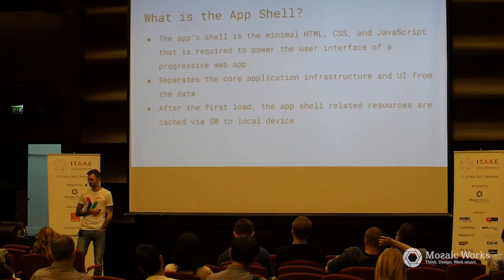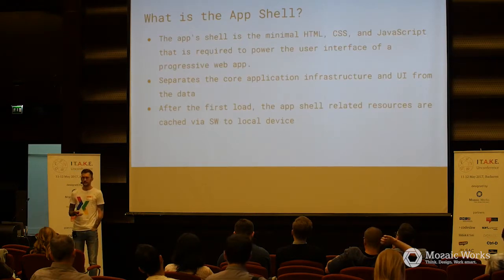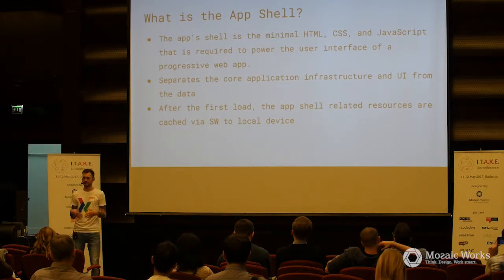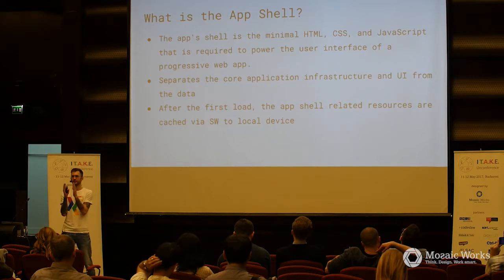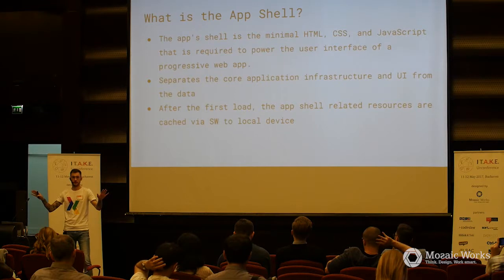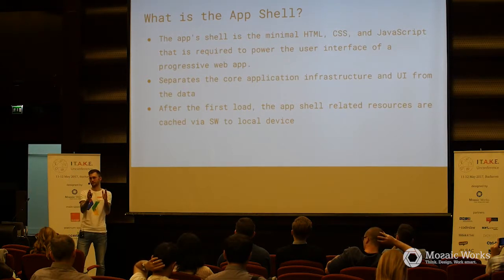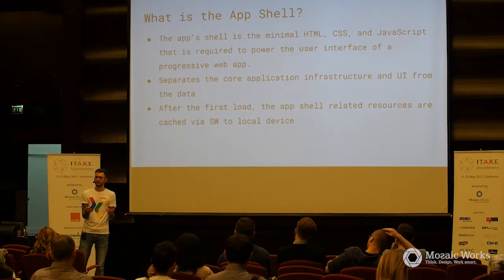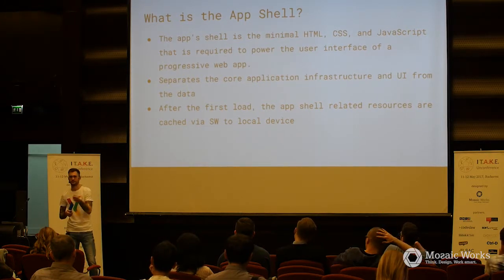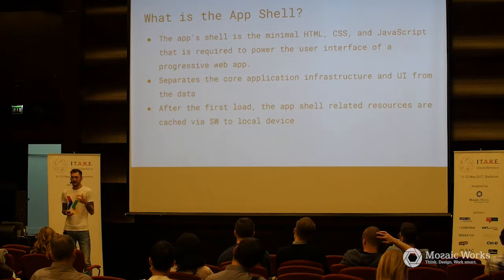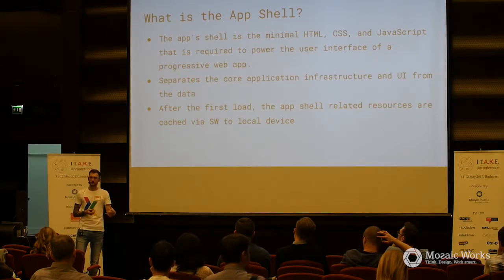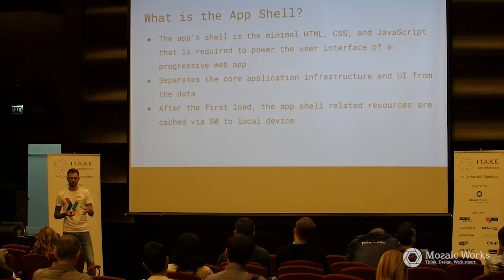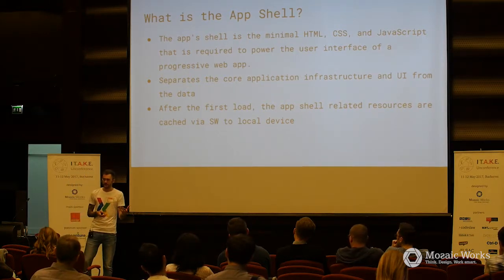What does that mean? The app shell is basically the minimal amount of resources that you need in order to render a simple, fast user experience. Not your entire website, just the thing that the user sees first. And think about that, and then think about the minimum resources that you need in order to render that specific screen, right?